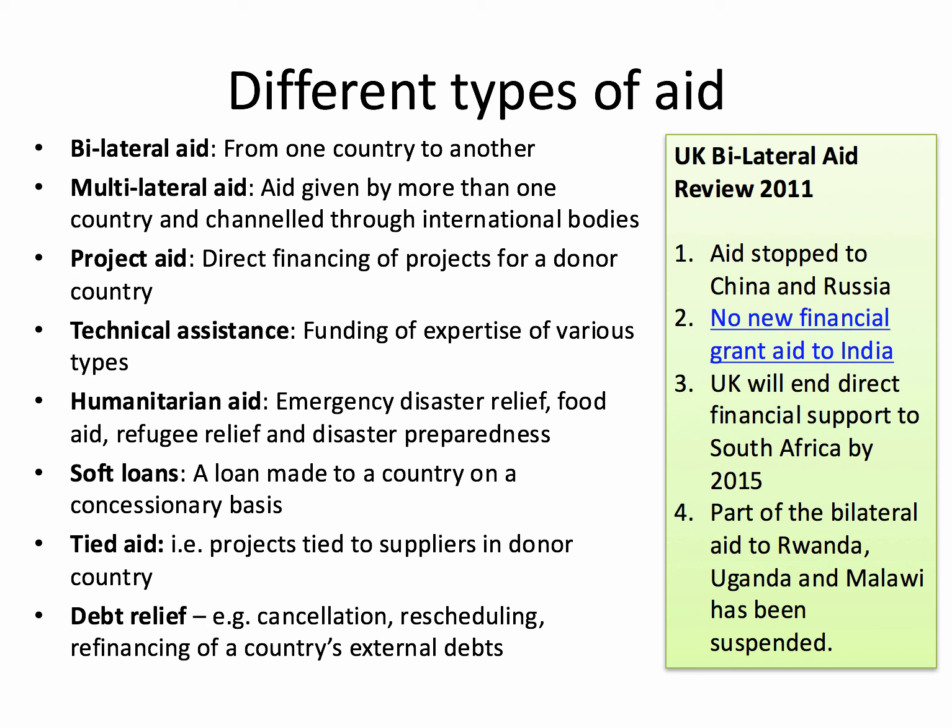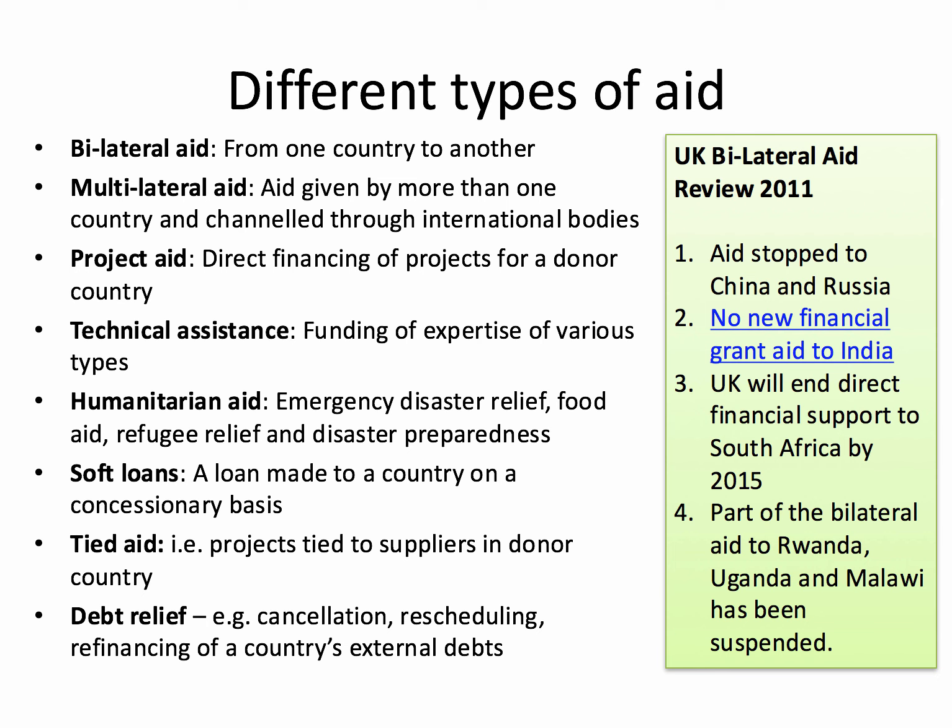It can obviously come in the form of humanitarian aid, including emergency disaster relief in the aftermath of tsunamis and earthquakes, floods and droughts. Soft loans count as aid, so a loan made to a country on a concessionary basis, which might involve a lower interest rate or a longer repayment. Tied aid is where aid is tied to using that money to make contracts with suppliers from a donor country. And debt relief, we'll do a separate topic video on debt relief. This is the cancellation, the rescheduling or the refinancing of a country's external debts.